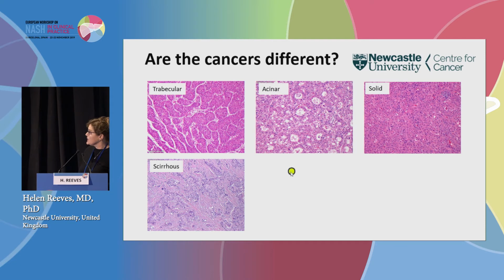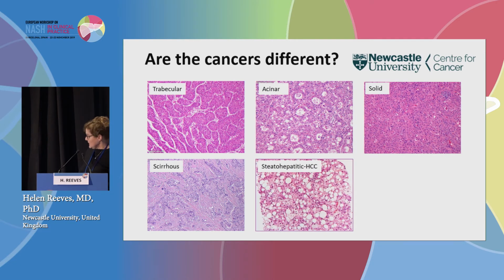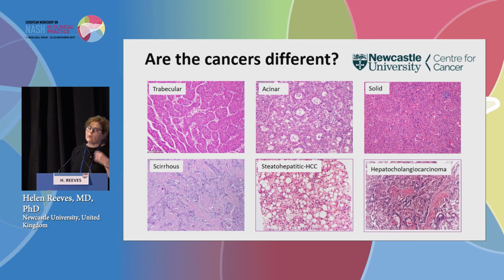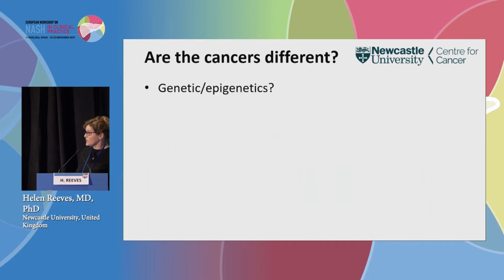All of these histological subtypes occur, and we do know that there are two new kids on the block, if you like: steatohepatitic cancers, cancers that have a lot of inflammation and fat in them, and then this combined hepatocholangiocarcinoma histological subtype, and they perhaps are more prevalent in patients with NAFLD, but we're not really sure.